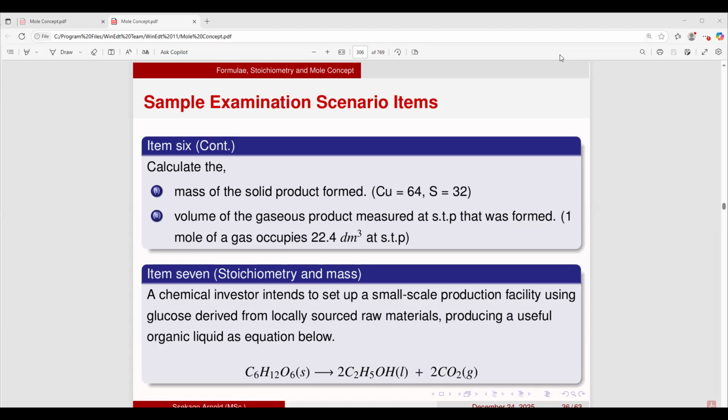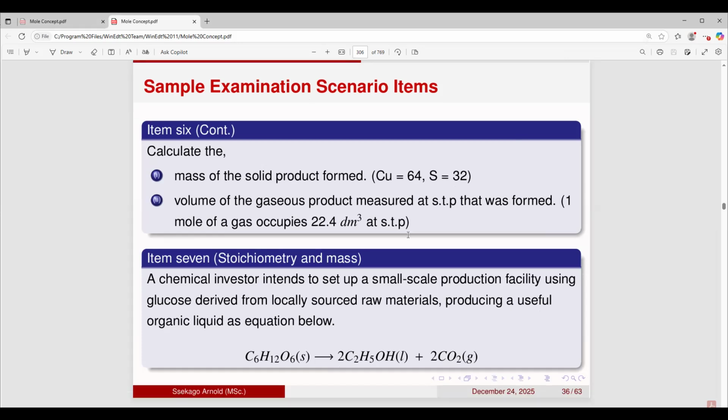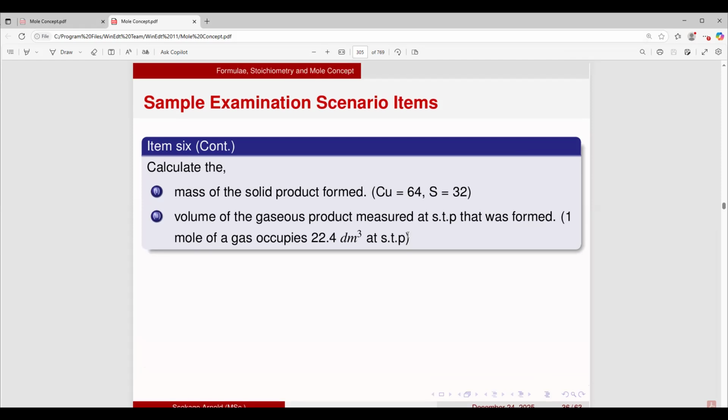This is the Christmas edition of Formulae, Stoichiometry and Mole concept. Hope you are enjoying it. So we had stopped on item what? We had stopped on item 6. Now we are proceeding with the next item.